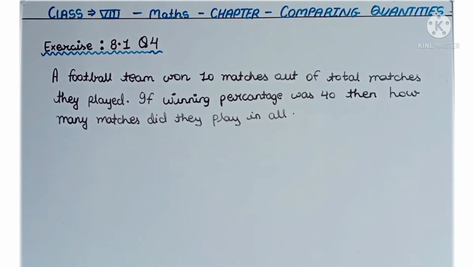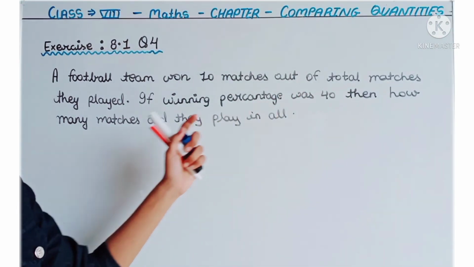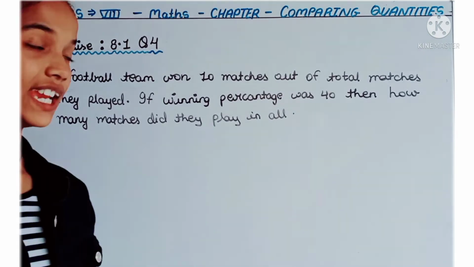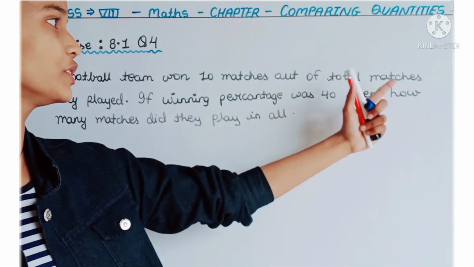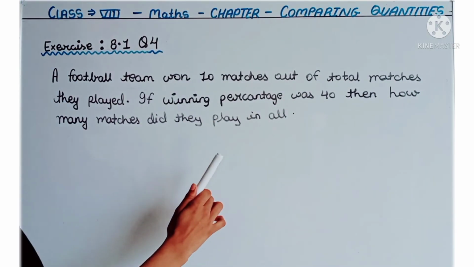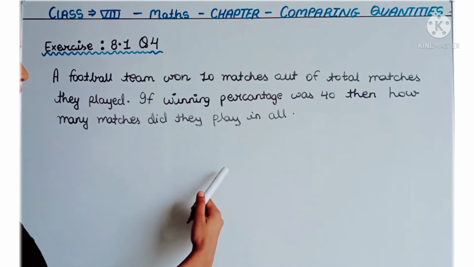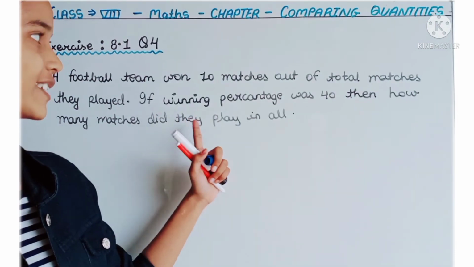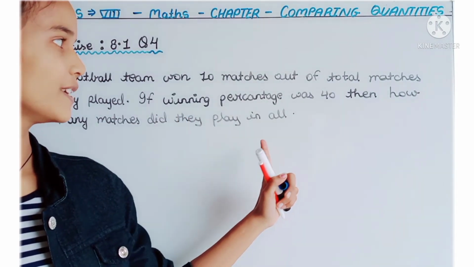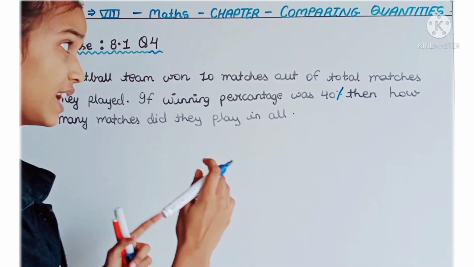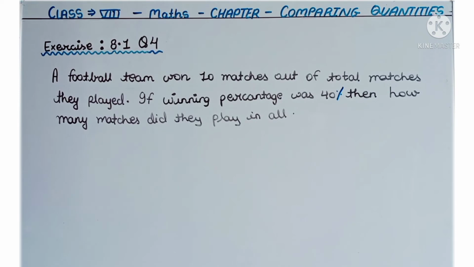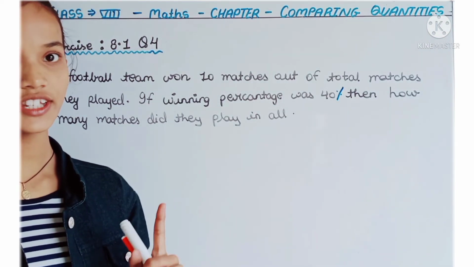So in the fourth question of this exercise, we are given: the football team won 10 matches out of the total number of matches they played. If the winning percentage was 40, then how many matches did they play in all? So here we have also been given the winning percentage. The winning percentage was 40%. 40% of the matches they played were won. So here we have to find the total number of matches they played.